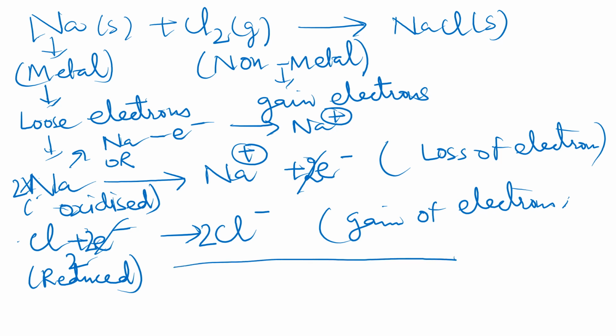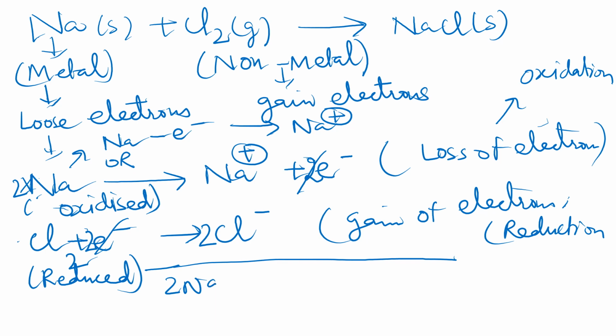So loss of electron is oxidation and gain of electron is reduction. If I write the overall reaction, it will be 2Na plus Cl2 gives 2Na+ and 2Cl-. That's how the oxidation and reduction reactions take place in this example. Now I will move to the next slide.